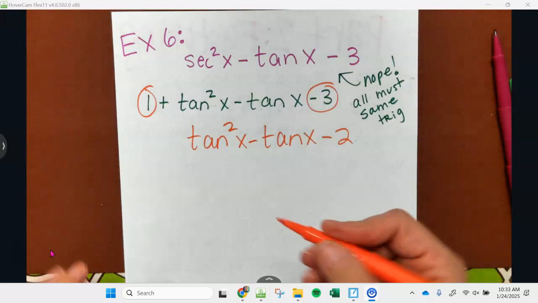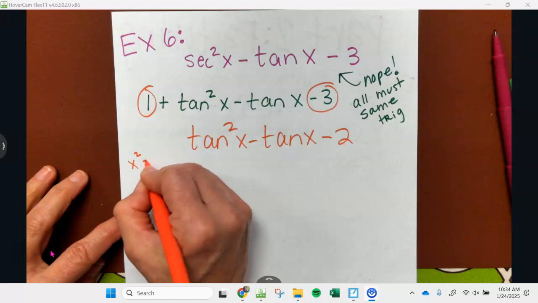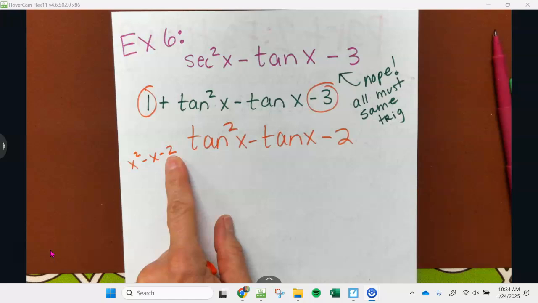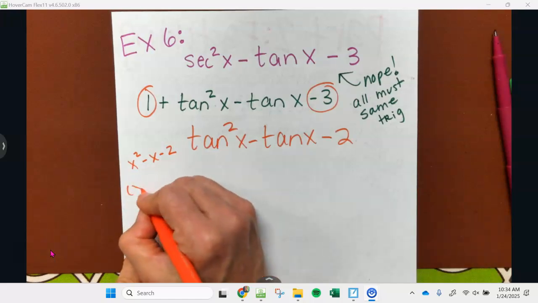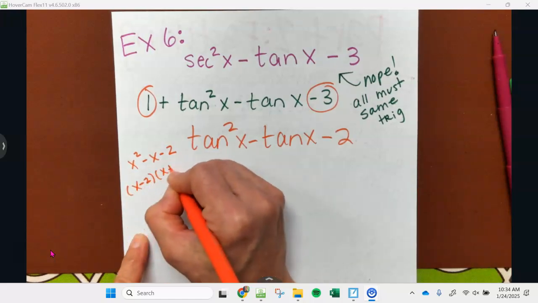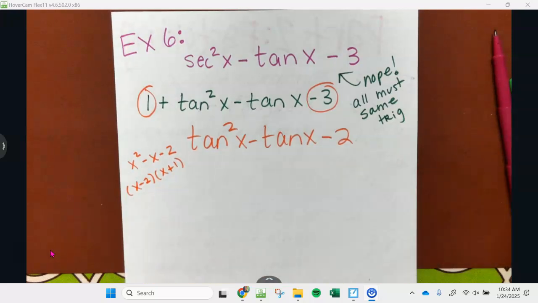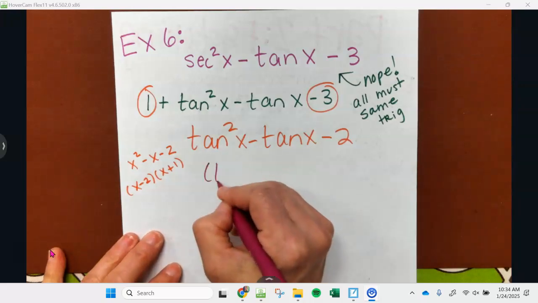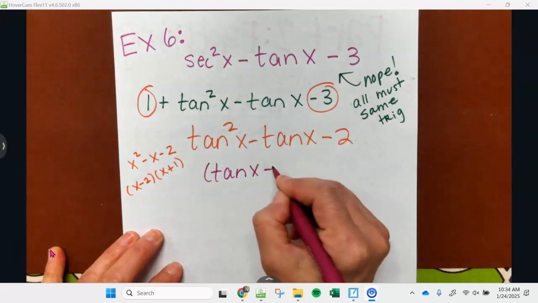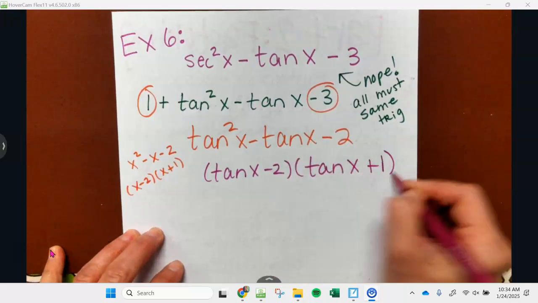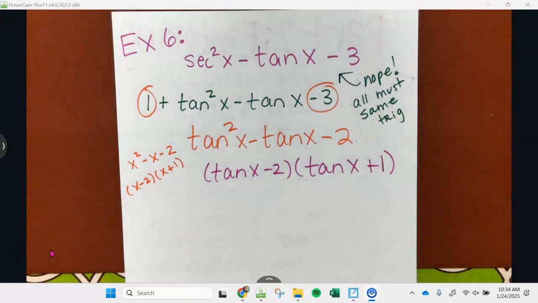And remember, that's just like x squared minus x minus 2. And numbers that multiply to a negative 2 but add to a negative 1 are going to be a negative 2 and a positive 1. So that's going to be the answer for this. We're just going to write the letters tan in front of it. So tan x minus 2 times tan x plus 1. And that's going to be completely factored.